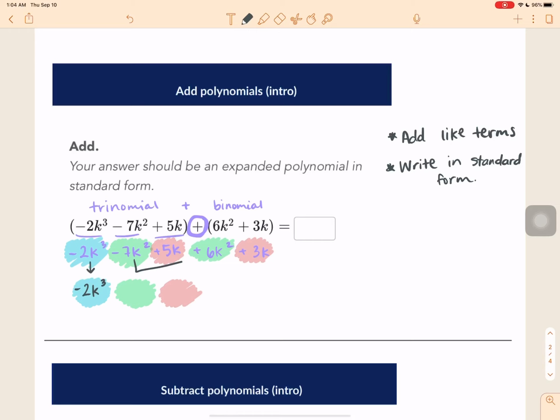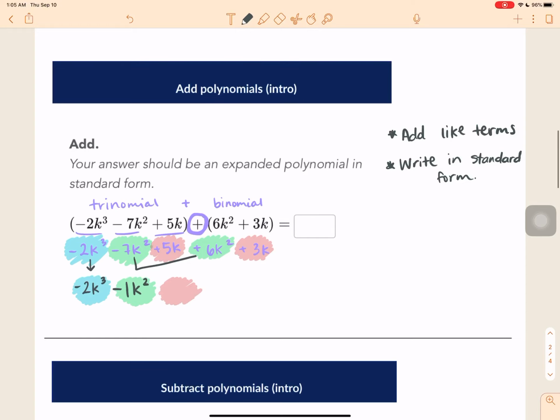Negative 7k squared plus 6k squared needs to be combined. So the coefficients, negative 7 plus 6, is negative 1k squared. You could also just write this one as negative k squared. The 1 is not absolutely necessary, but it's totally up to you. Khan Academy should not mark you wrong if you do or do not include the 1. It just must be a negative because negative 7 plus 6 is negative 1. And then here we have 5k plus 3k, which will be a positive 8k.